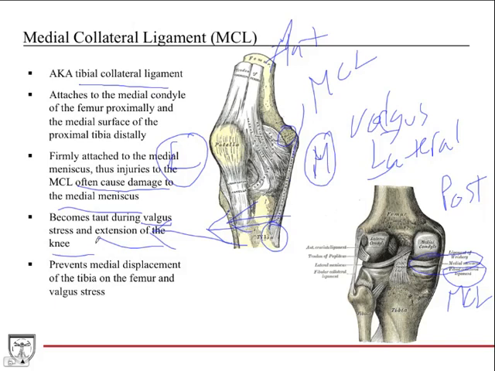It also becomes taut during extension of the knee as well. It prevents medial displacement of the tibia on the femur and valgus stress. So like we said, it prevents excessive valgus stress, which would be pushing the tibia out to the lateral aspect, at an angle like that. If this would be your femur and this would be your tibia out like this. Now this is dramatic. This would be an example if the ligament was torn. And then it also prevents medial displacement of the tibia on the femur.